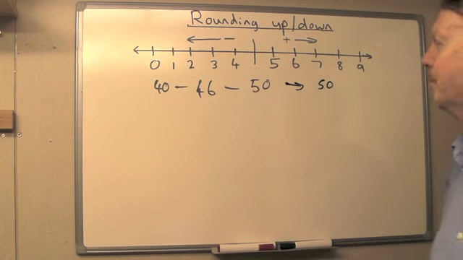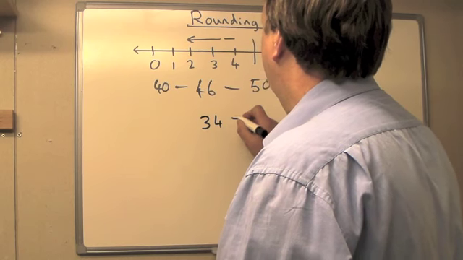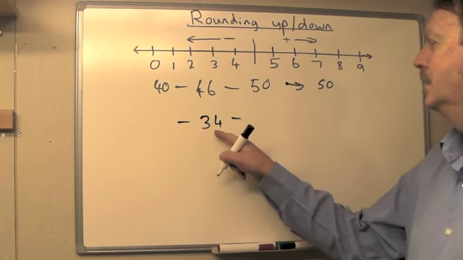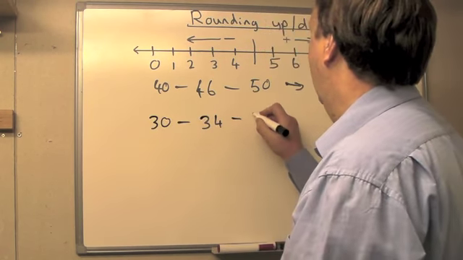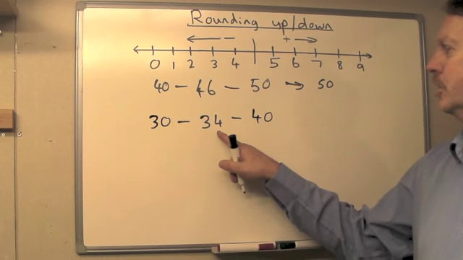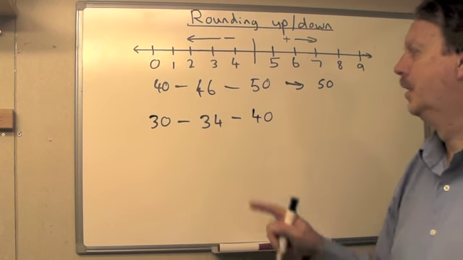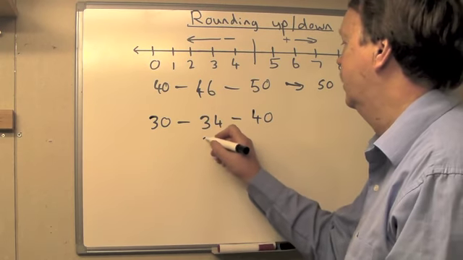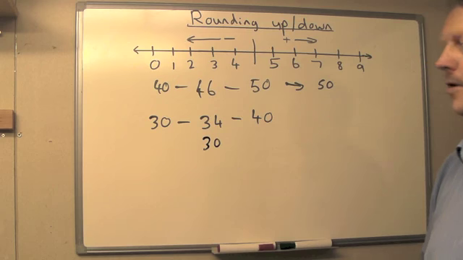Let's do a second one. Supposing we've got the number 34. Now 34 again is a tens number, and it's in between 30 and 40. Again you look at the second digit, the 4, and on the chart you know that 4 means you go down. So if that was rounded down, it would be nearest to the 30. So 34 rounded down would be 30.